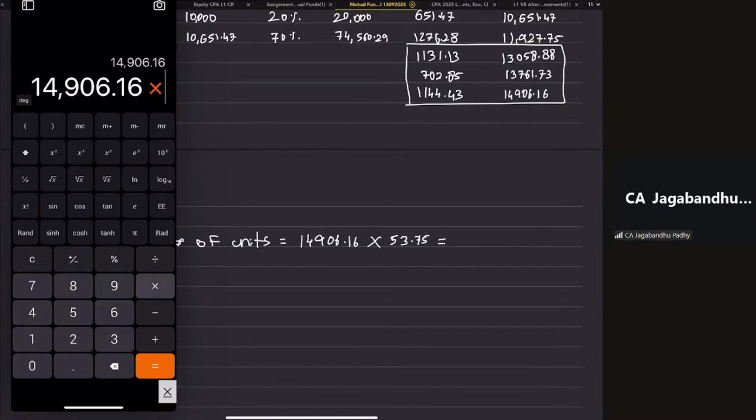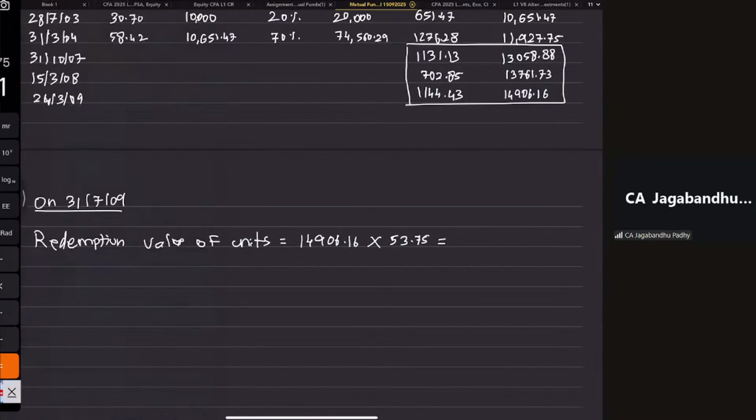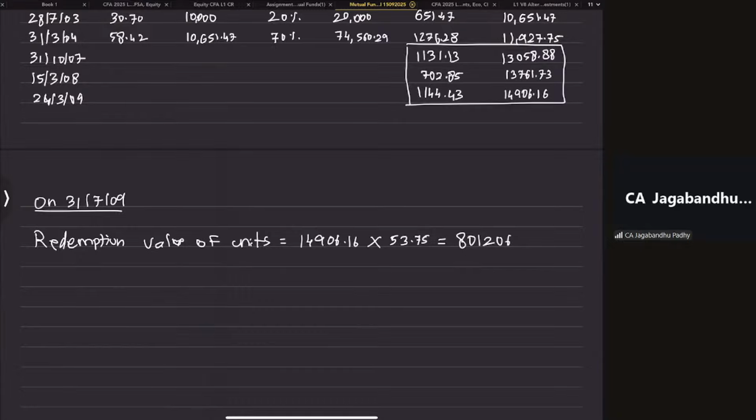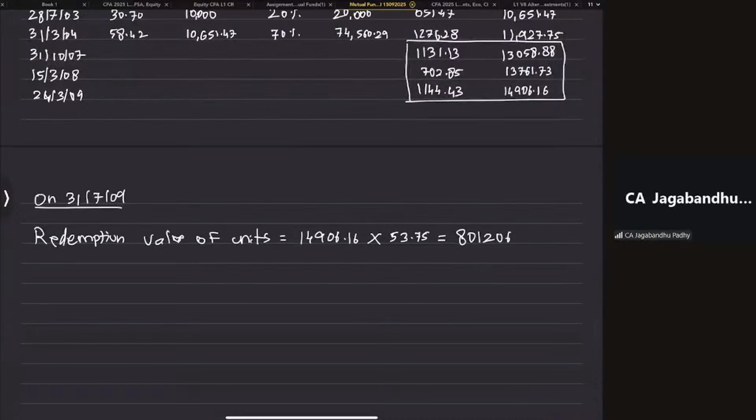$14,906.16 into 53.75. 8,01,206.1. 8,01,000. 206.1. Then we can't be taking this entire money, right?